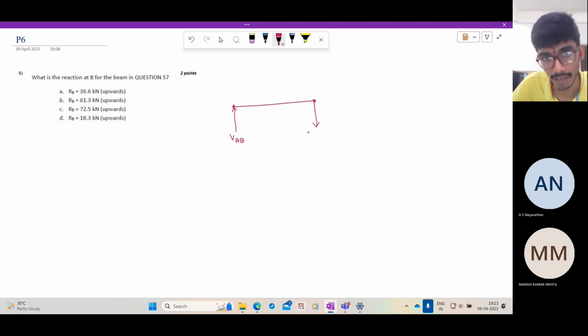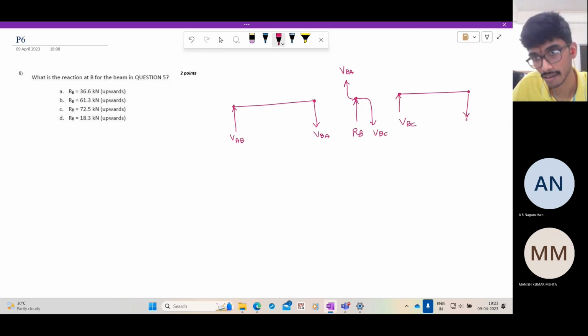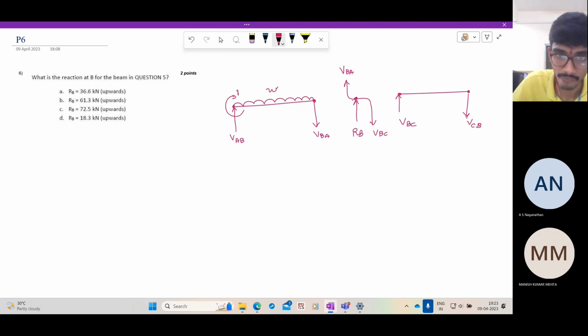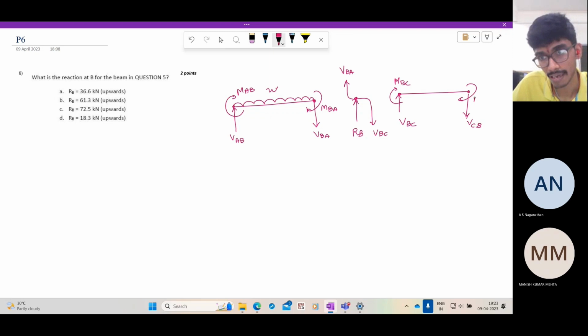Let us call this VAB, VBA, and at the joint we have VBA, VBC, and the reaction at B. And for the span BC, you have VBC, VCB. Let us only consider the forces. So we have an applied loading and we have MAB, MBA. Here you have MBC, MCB. And you also have this applied loading of P.